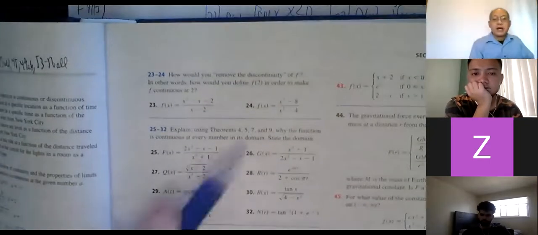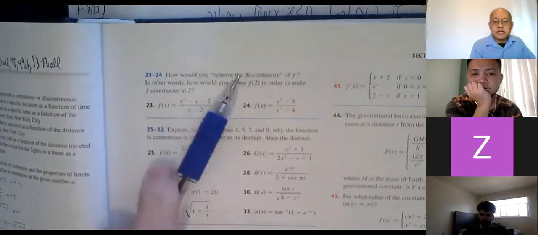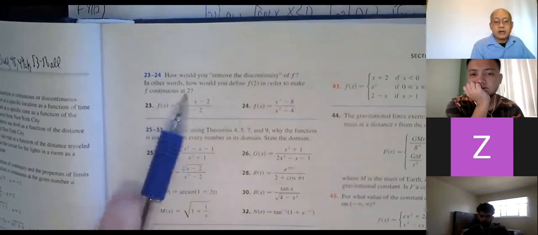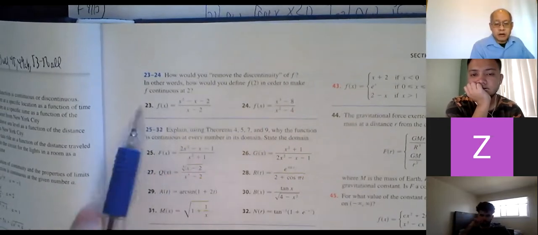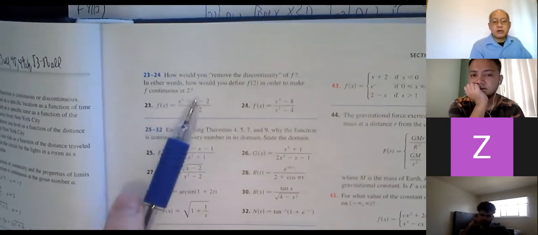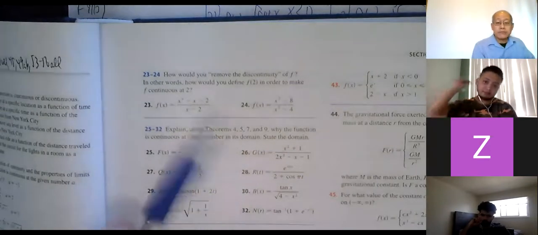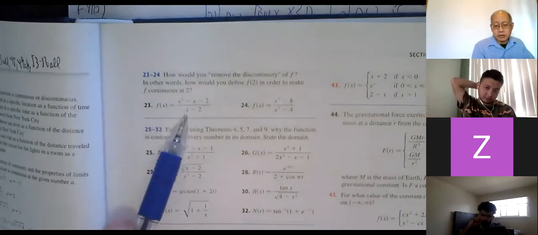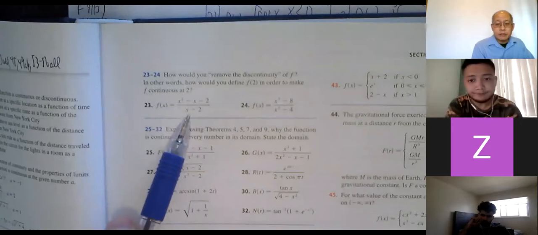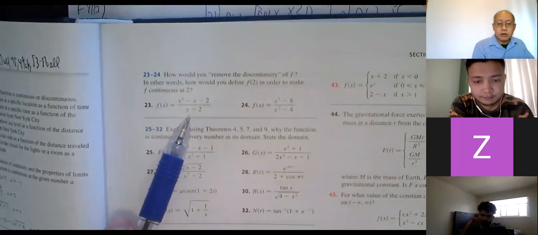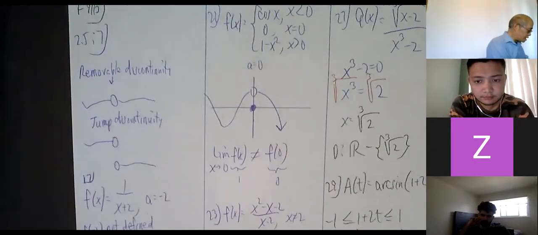Okay. 23 says, how would you remove the discontinuity of f? In other words, how would you define f of 2 in order to make f continuous at 2? So they're saying there's a removable discontinuity. Okay. Where does that happen? At x equals 2, right? You can't plug in 2. You're dividing by 0, mathematical no-no. So can you plug up the hole? And the answer is yes in this case, and how would you do it?